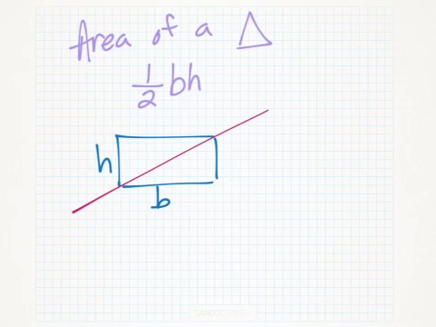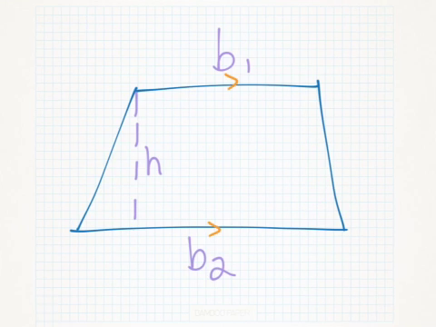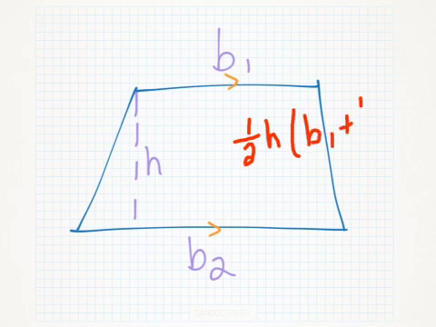So the area of a triangle is just taking the area of a rectangle, and because we're only trying to figure out half of that area, that's why we use the 1/2. So half of a rectangle gives us the area of a triangle. Just summing up, the area of a trapezoid is 1/2 the height times the sum of base 1 plus base 2. And for a triangle, it's 1/2 the base times the height.